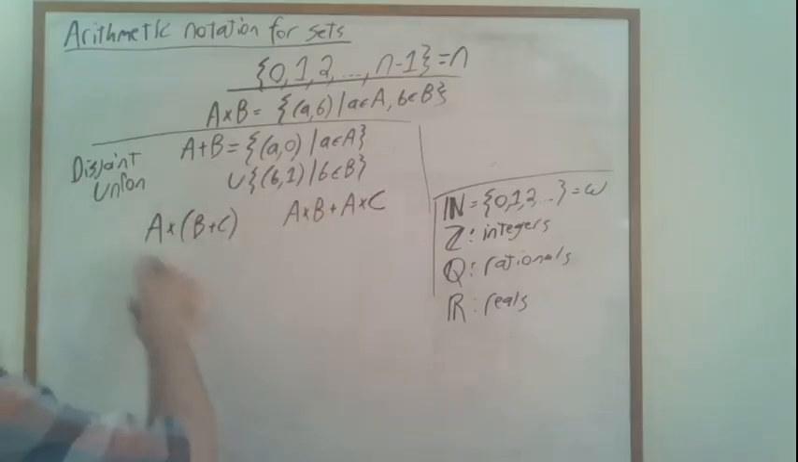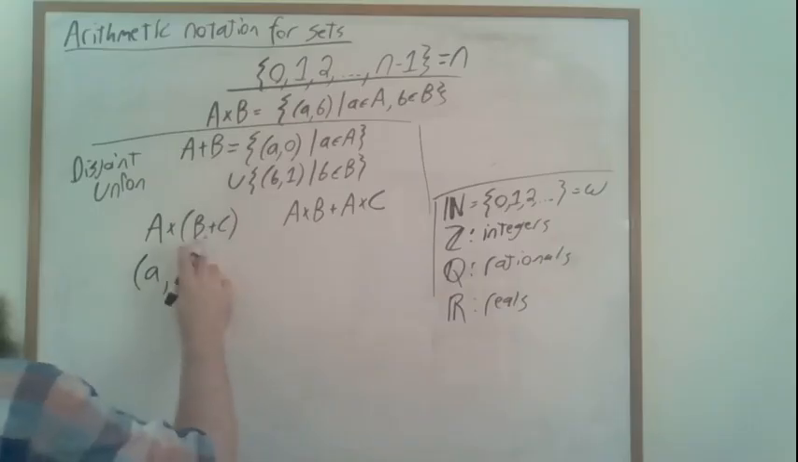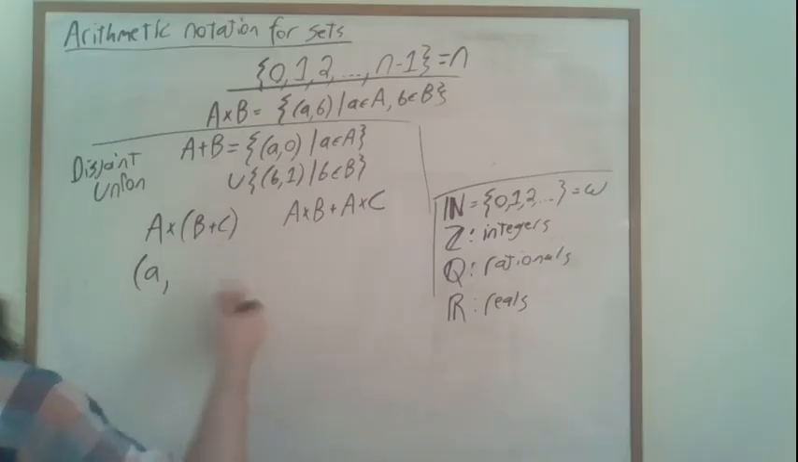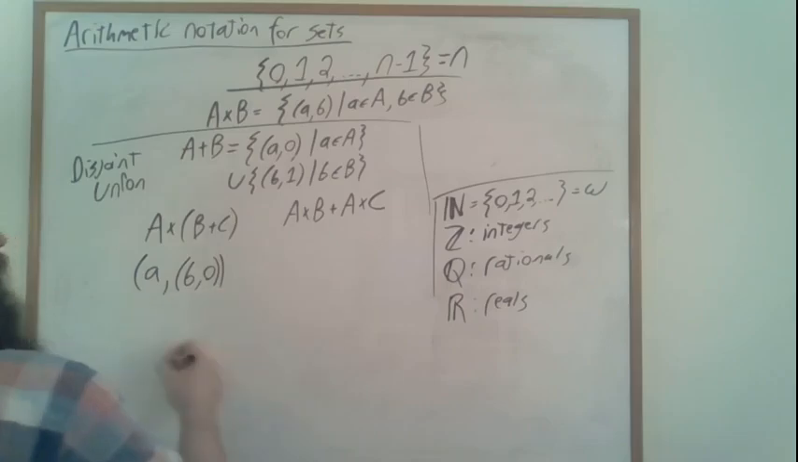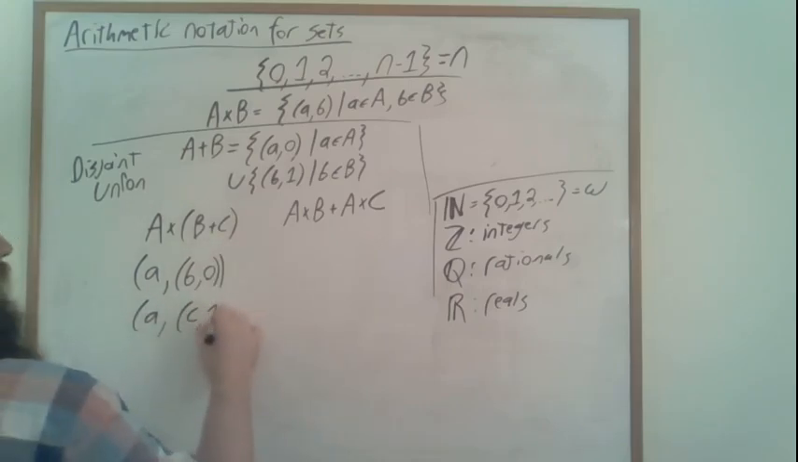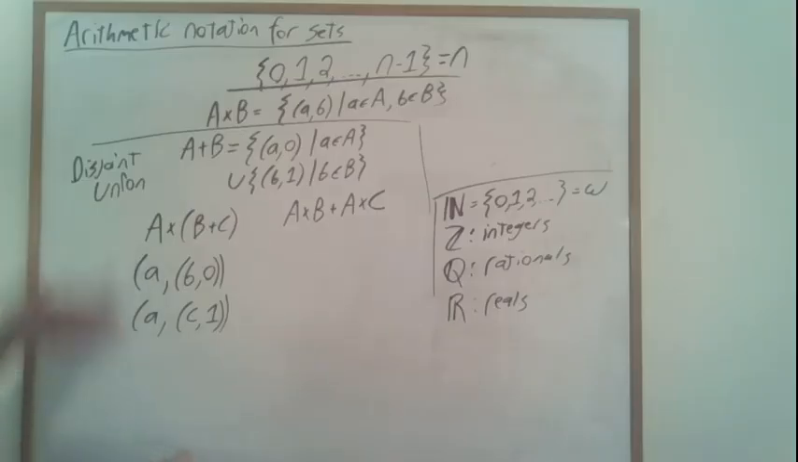The elements of A cross (B plus C) are going to be pairs. The first element is just some element of A, followed by some element of the disjoint union of B and C. That is either an element of the form (b, 0), or an element of the form (c, 1), where b is from B and c is from C. So these are the sorts of elements we can expect to see in this set.